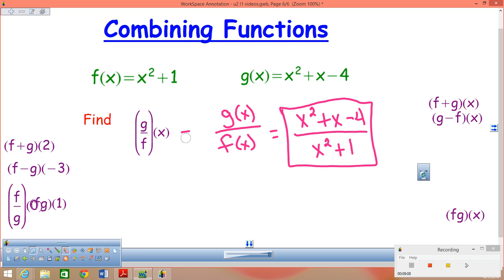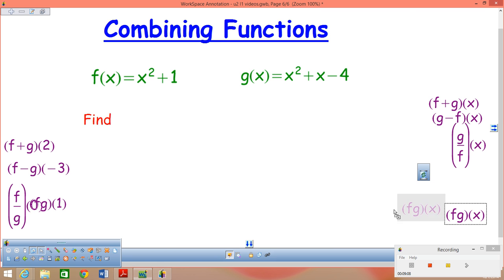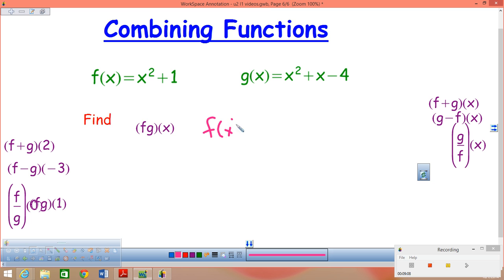Okay, last one we're going to do is multiplying. It means we're going to be multiplying a binomial and a trinomial. And here we go. Remember, a letter touching a letter is multiplication. So this means that we're going to do f of x times g of x. Okay. F of x is x squared plus 1. G of x is x squared plus x minus 4.